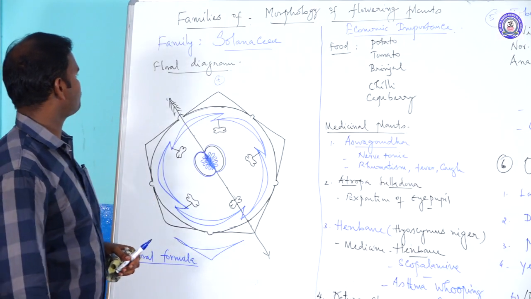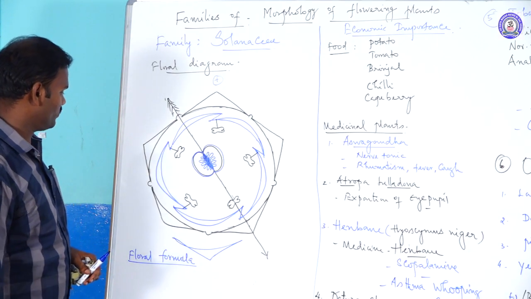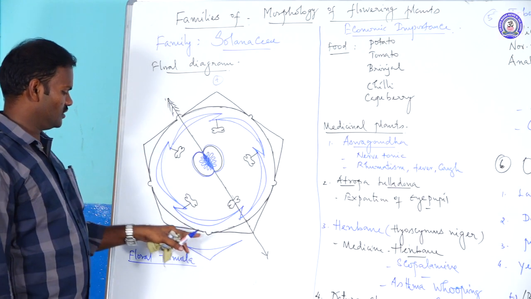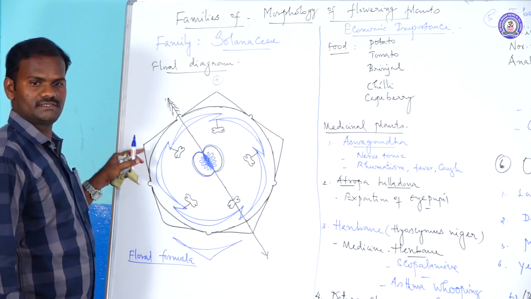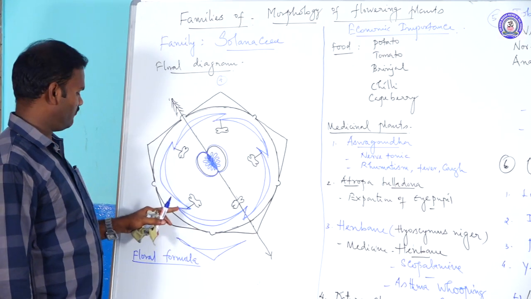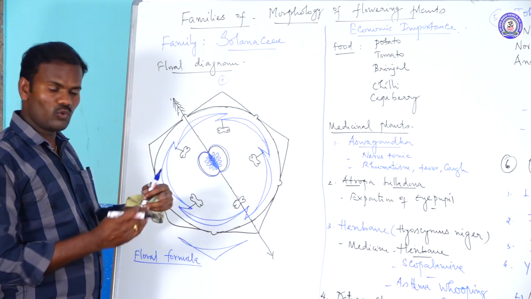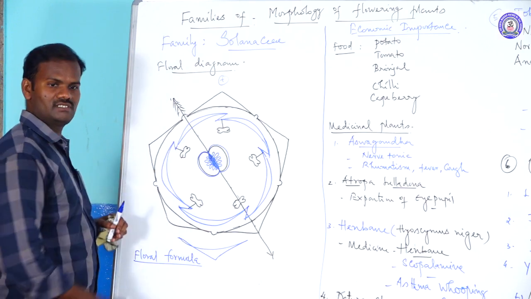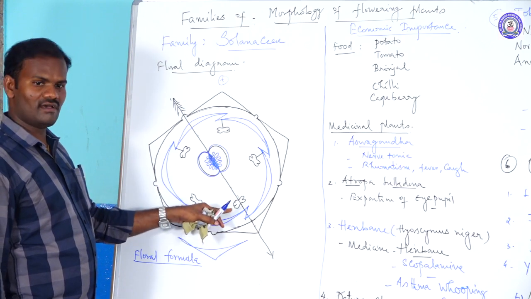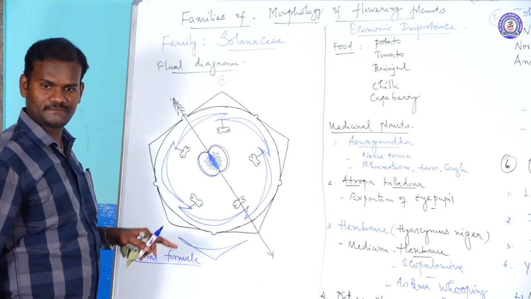Floral diagram. It is a floral diagram of the Solanaceae family. There are 5 sepals fused with valvate aestivation. Inner to the sepals there is a corolla, petals. The 5 petals are fused, with twisted aestivation with overlapping. Next, stamens: the number of stamens is 5. All 5 stamens are attached to the petals. This is called epipetalous condition.